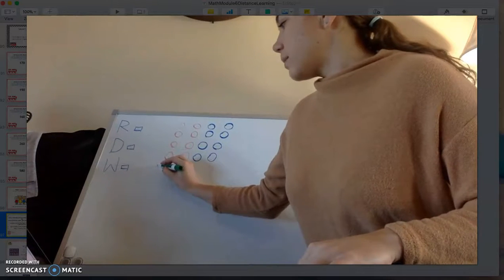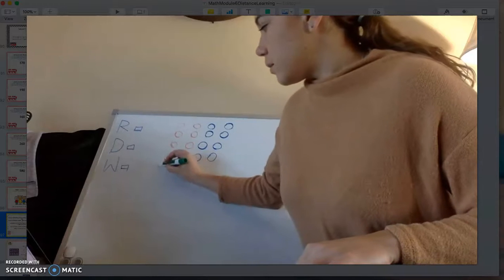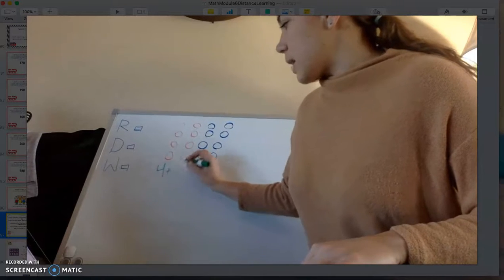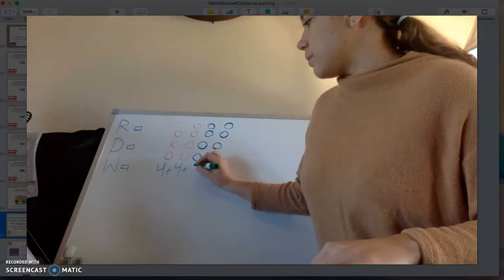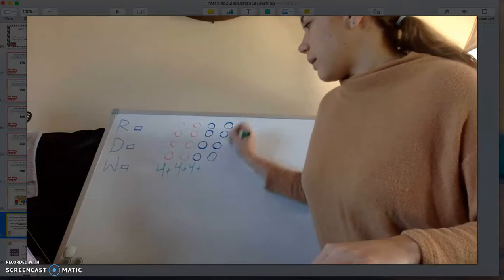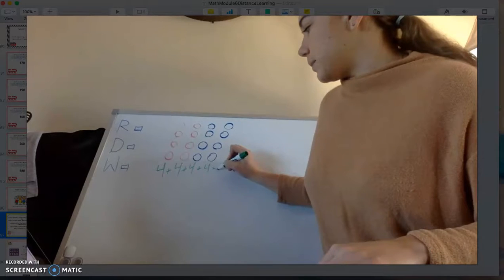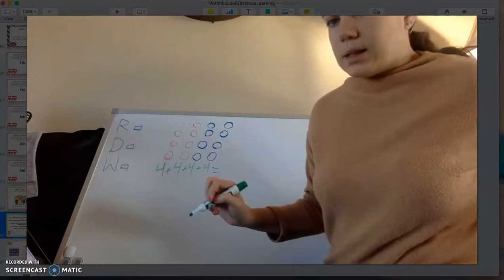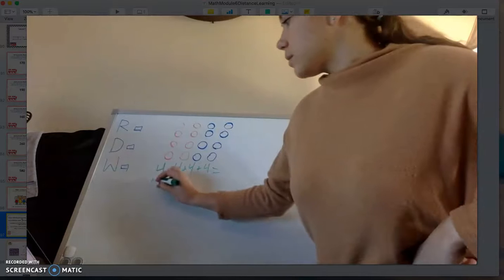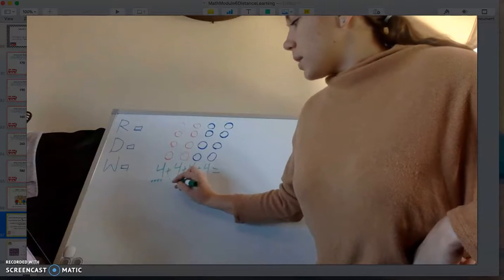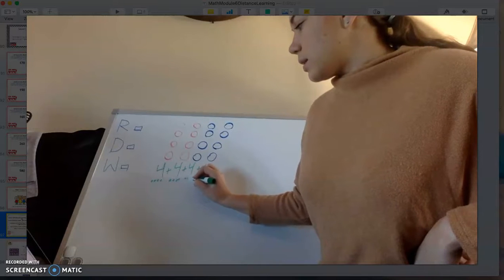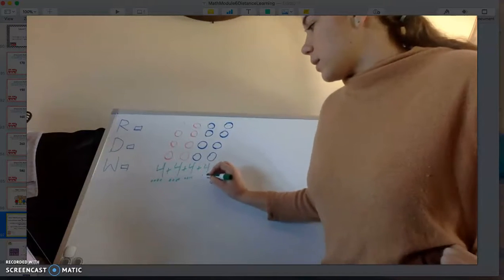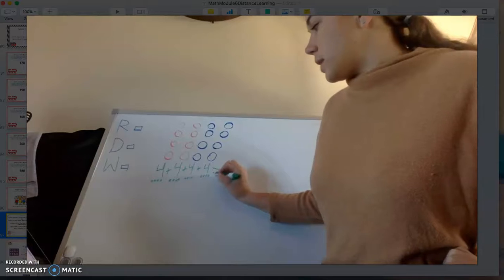How many are in this one? Good, 4. How many are in this column? Good, 4. How many are in this column? Good, 4. And how many are in this one? Good, 4. Let's add this up. 4 plus 4, 5, 6, 7, 8, plus 4, 9, 10, 11, 12, plus 4, 13, 14, 15, 16.